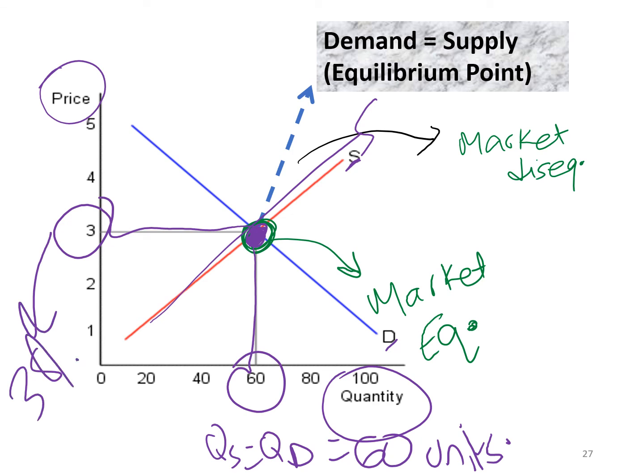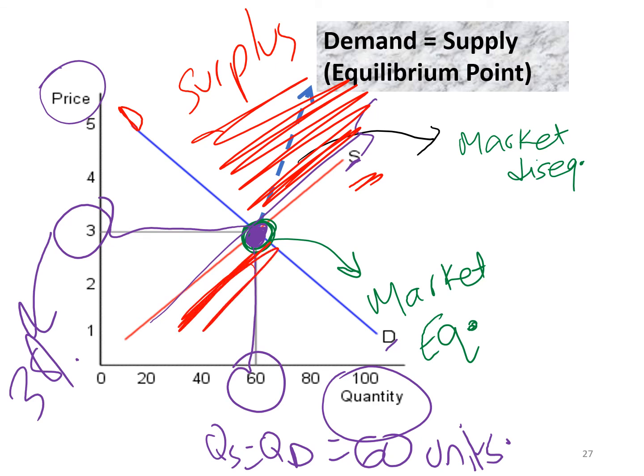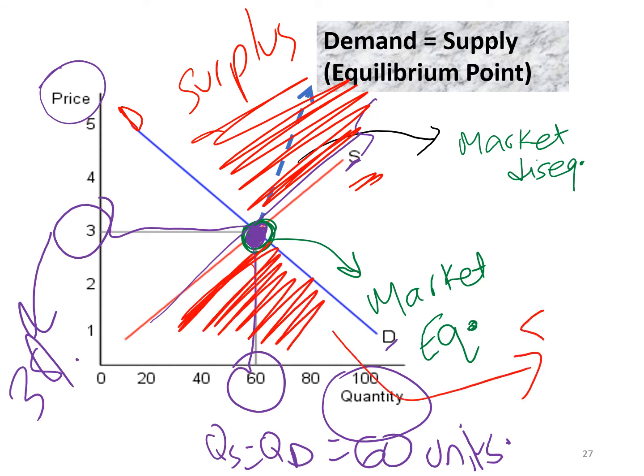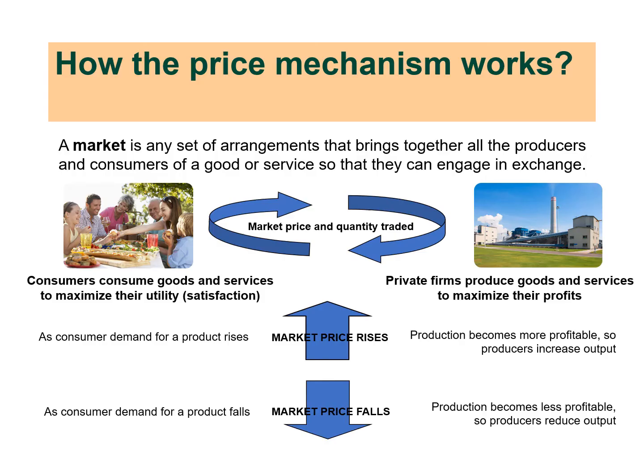Okay? Any point above the equilibrium, so any point here, we will call it disequilibrium, and specifically it would be a surplus where the supply is greater than my demand. And any point here, which is below the equilibrium point, also it is disequilibrium, but I would consider it a shortage since people are demanding more than what is available. So the demand is greater than the supply. Okay, we already said that. What's a surplus and what's a shortage?